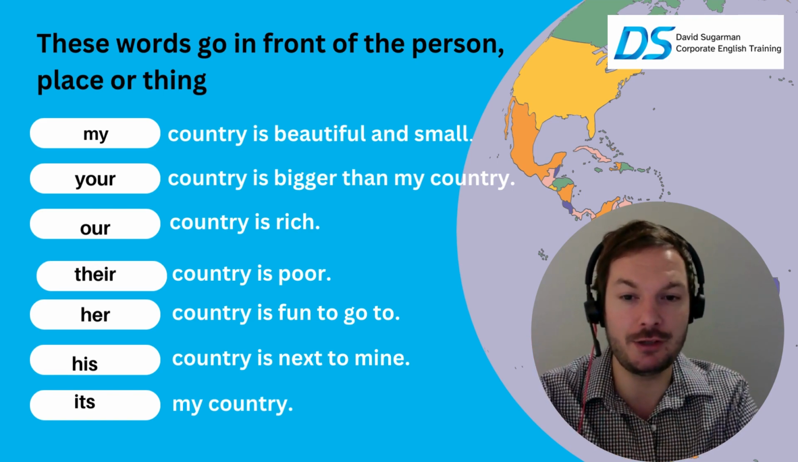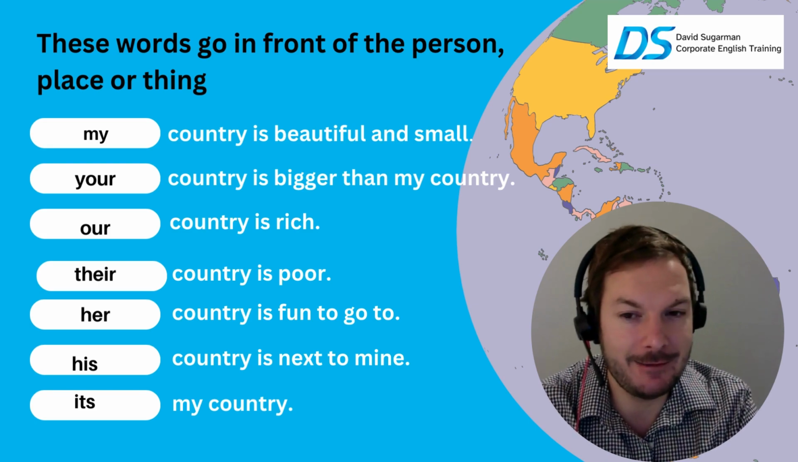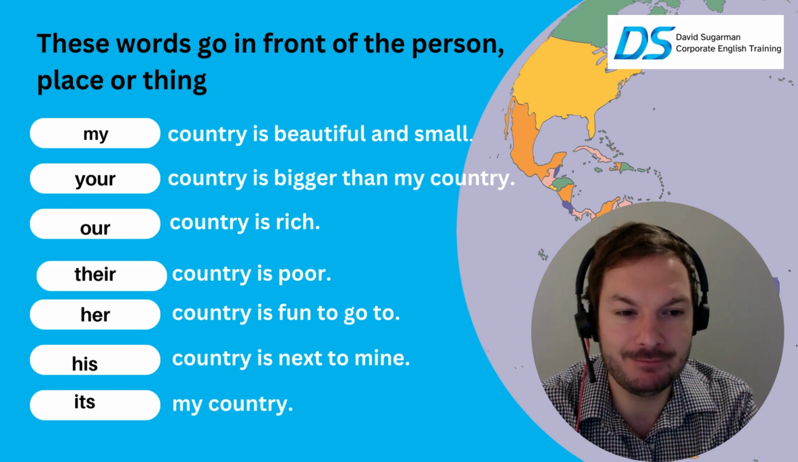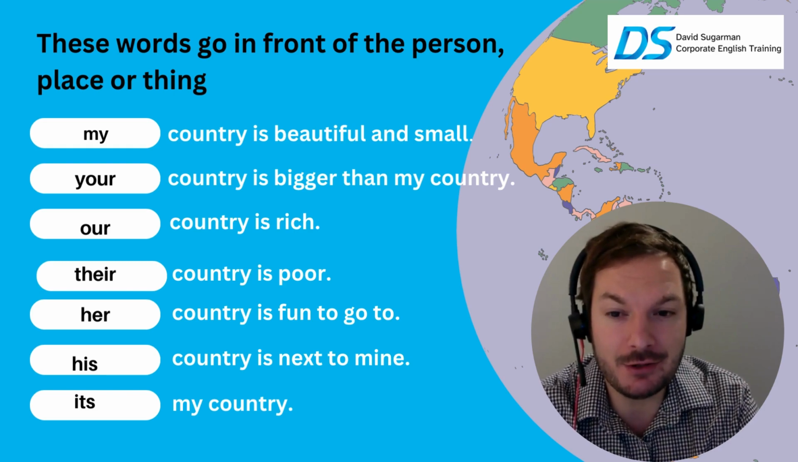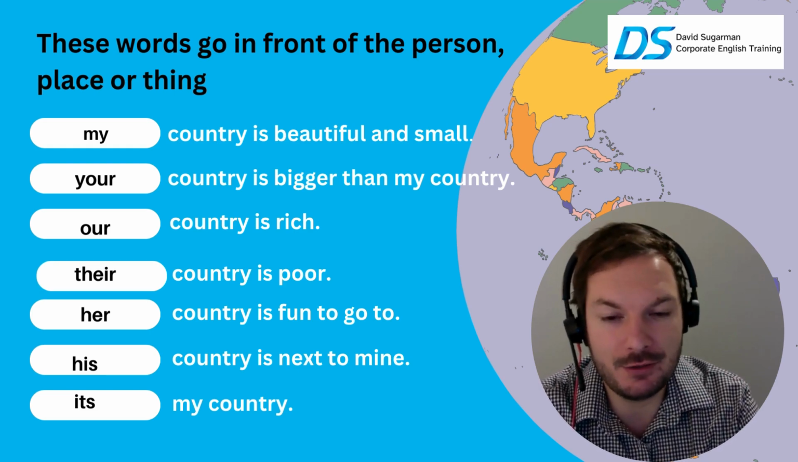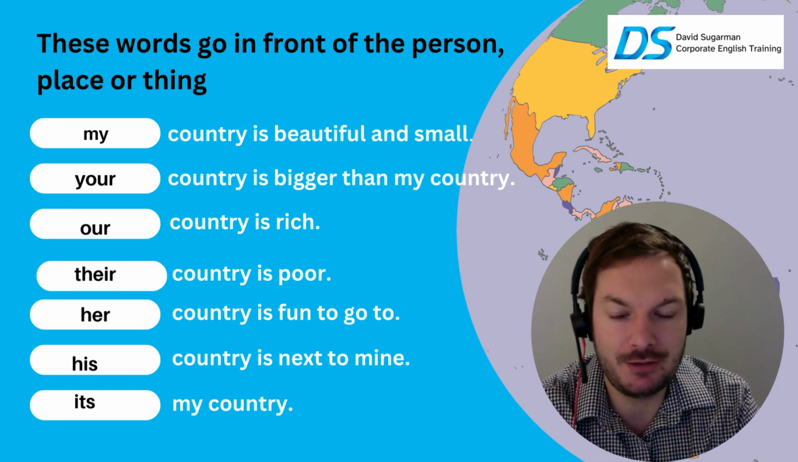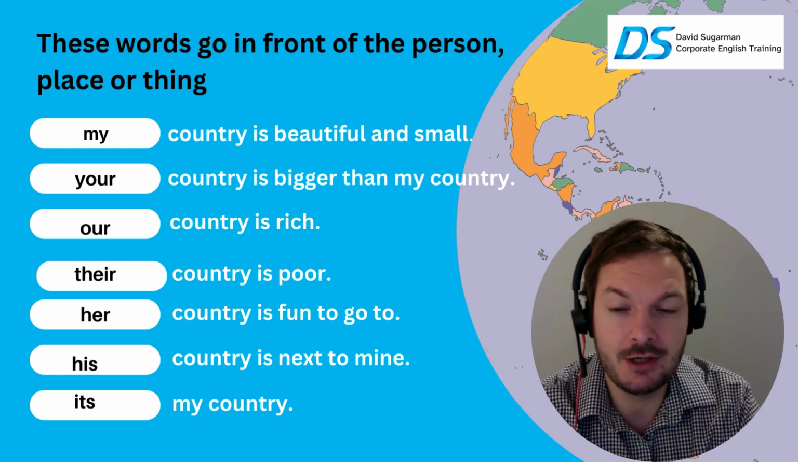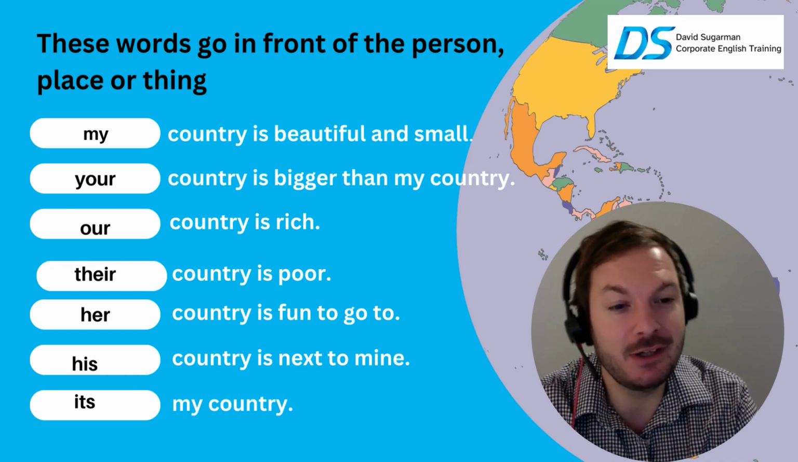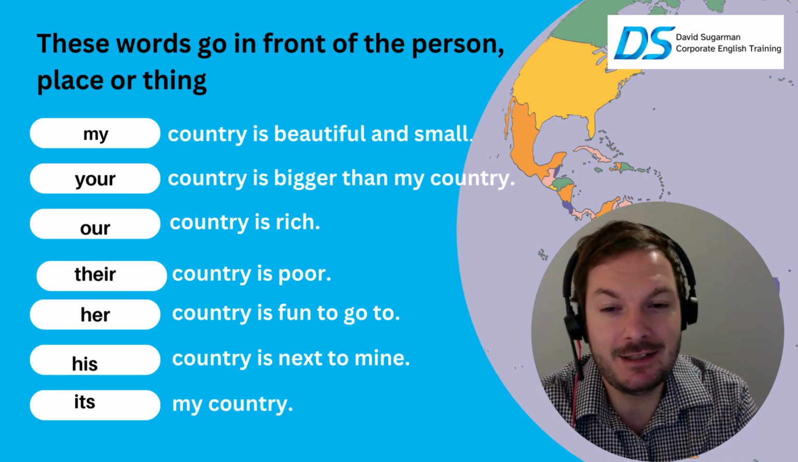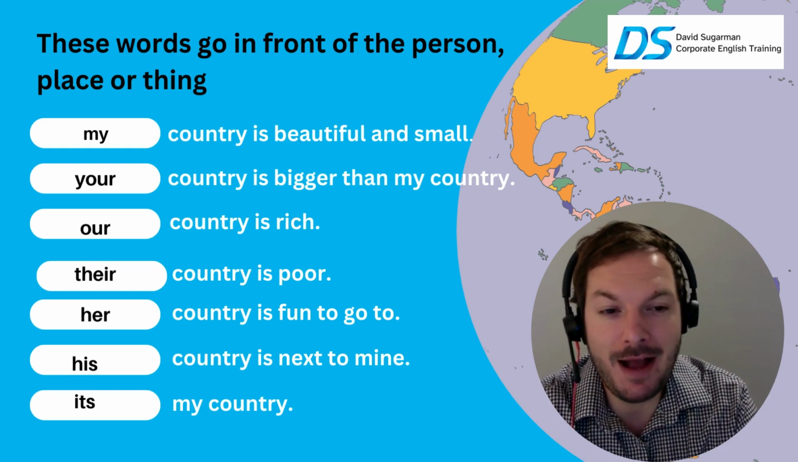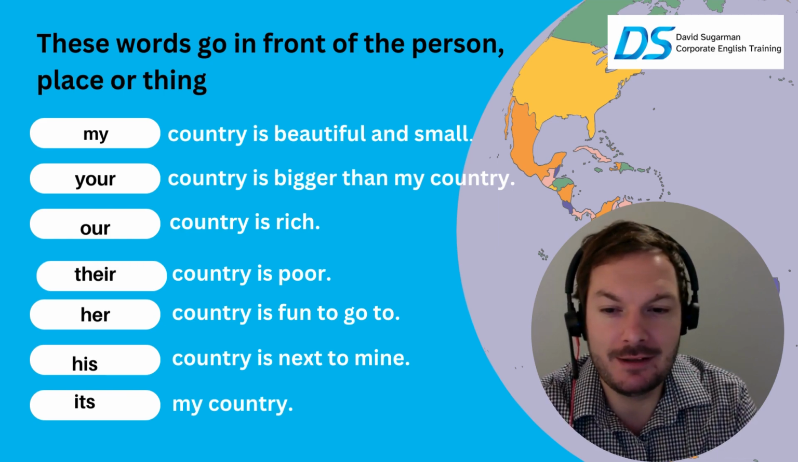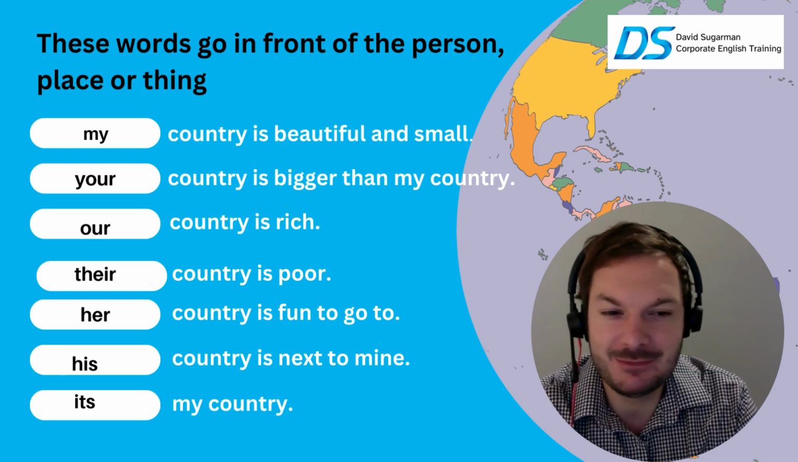For example, a country. I can say, my country is beautiful and small. Your country is bigger than my country. Our country is rich. Their country is poor. Her country is fun to go to. His country is next to mine. It's my country. So think about it. Its country we'll get into later.